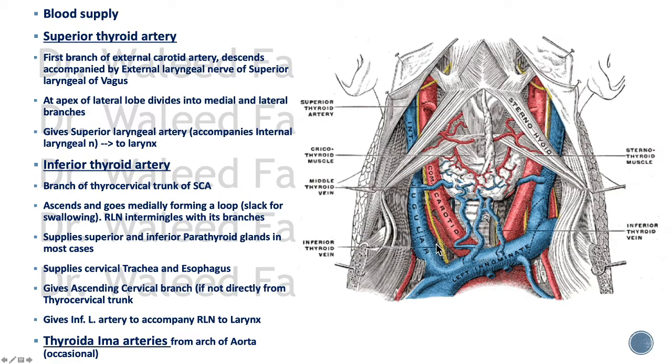Now, it's the opposite with the inferior thyroid, because the inferior thyroid, as it gets closer to the gland, intermingles with the recurrent laryngeal nerve.